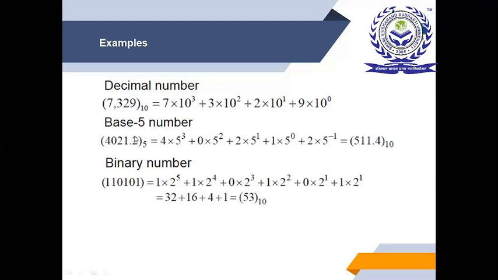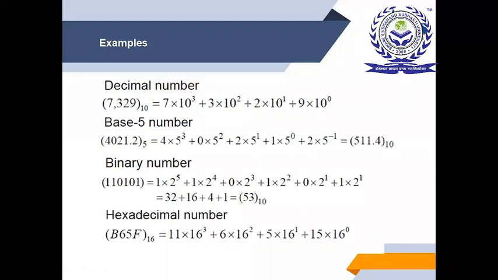So I expand this particular number 1 into 2 raised to the power 5. Then 1 into 2 raised to the power 4 plus 0 into 2 raised to the power 3 plus 1 into 2 raised to the power 2 plus 0 into 2 raised to the power 1 plus 1 into 2 raised to the power 0. When I expand it, it is 32 plus 16, this term is 0, plus 4, this term again is 0, plus 2, plus 1. Then that number comes to be 53. Now the number is 53 in base 10. If the base is not 10, I will read it like 53 with base.